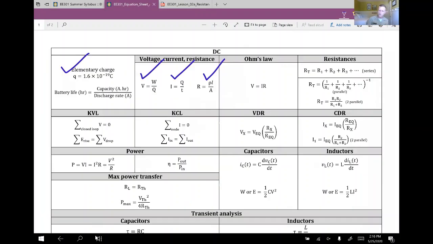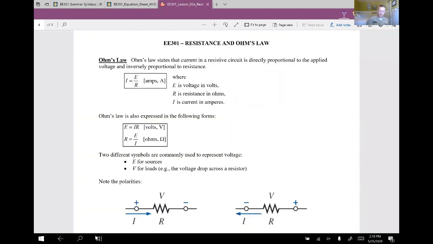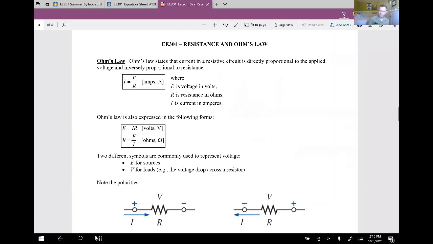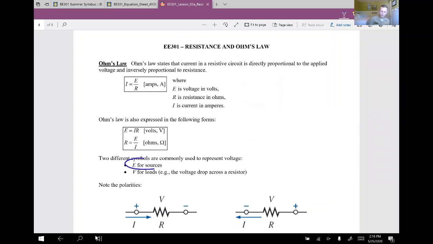Right here on the equation sheet, it's this one right here, all by itself in this one big box. Ohm's law, V equals IR. Here on the notes, it says E equals IR, and note that E is for sources. So if we had a voltage source, E, V we're going to often use as loads. I said earlier that everything needs a source, a path to get to the source, or a path from the source to get to the load, and so the V would be on the load side.